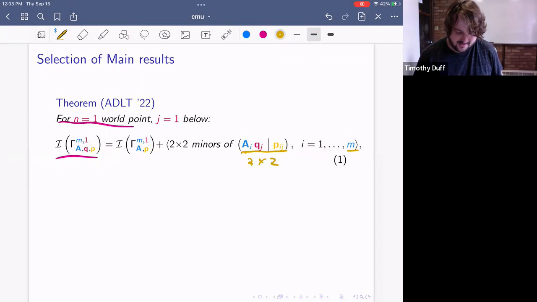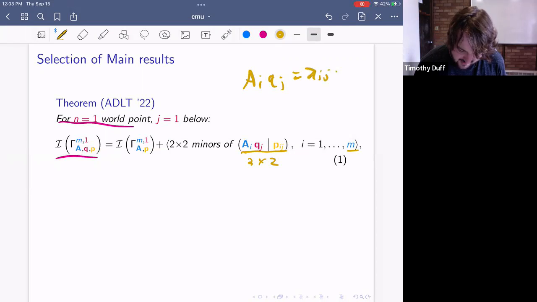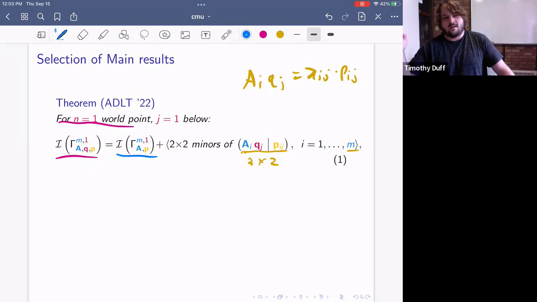And it's sensible that this sort of thing should vanish because after all, A_i times Q_j is equal to some depth lambda_ij times P_ij. So this minor should vanish. This 3x2 matrix has rank 1 and all these minors should vanish. But actually these minors are not sufficient to generate the vanishing ideal. There's an additional summand that comes from constraints that only hold on cameras and images.